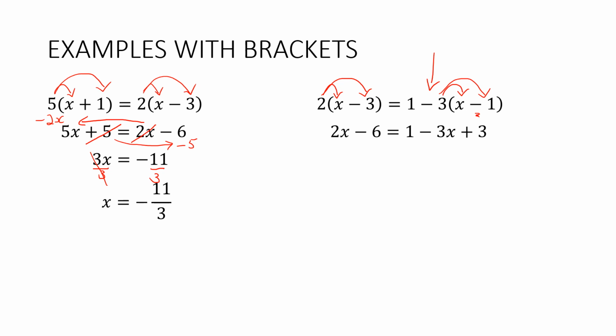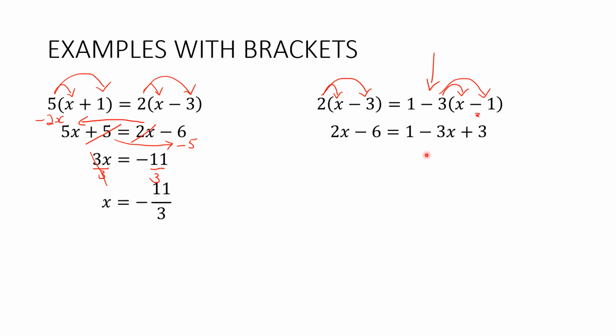We're going to end up with 2 times x is 2x, take away 2 3s is 6. That part's all right. Is equal to 1, take away 3 times x is 3x. Now here I've got negative 3 times negative 1 is positive 3. This is the single biggest mistake that students make when we have a negative in front of a brackets. So just take your time there.